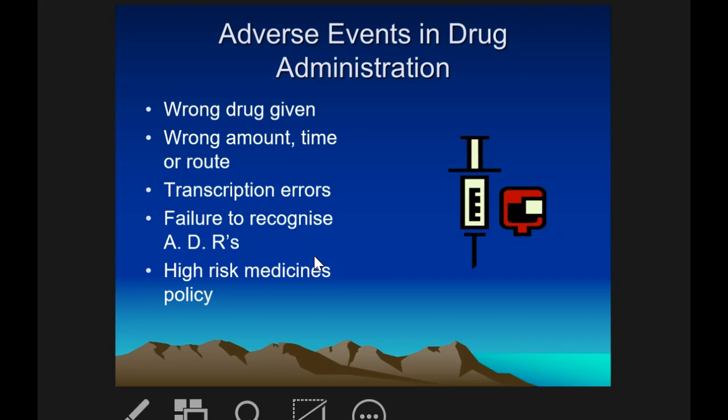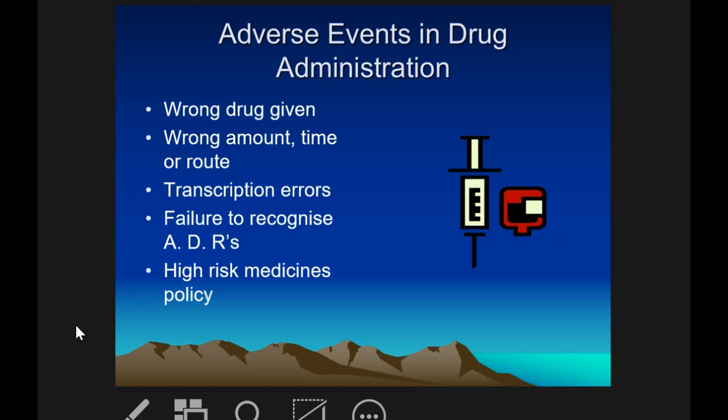Failure to recognise adverse drug reactions, well, that can come down to all health professionals, and it's one of your roles that when you administer medication, as well as knowing the correct route, time, all of those factors, there's an expectation that you are familiar with the common adverse drug reactions of any drug that you administer.